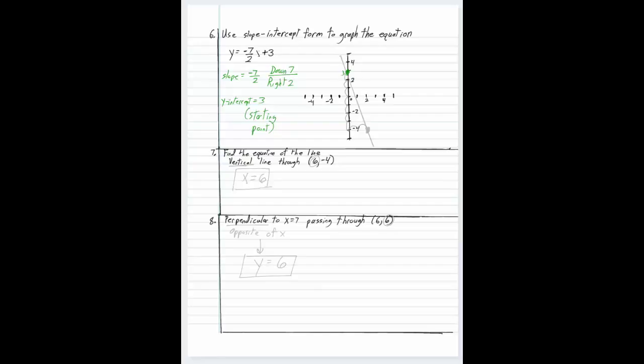So let's go back to where we were at 3 and walk 7 spots down. 1, 2, 3, 4, 5, 6, 7. And now let's walk 2 spots to the right. 1, 2. We'll put a dot there and then connect the lines. And we are done. That is our graph.